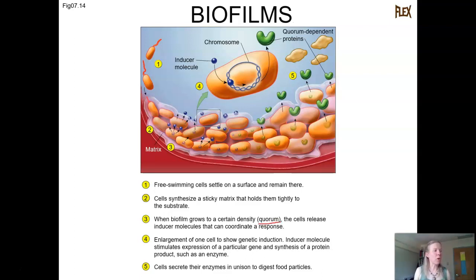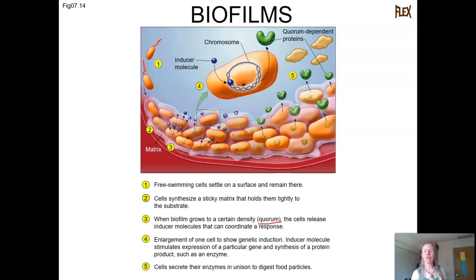So the key word here is quorum. This is a term from government. You have to have enough members of a committee to vote. That's quorum. But in bacteria, they're taking roll call with these inducer molecules. And when they realize they have enough cells, these inducer molecules basically change the gene expression. They cause the production of a protein, which very often is something like an enzyme. And so in mass, all these bacteria in the biofilm suddenly produce this enzyme, and they can do together what they never could have done on their own.